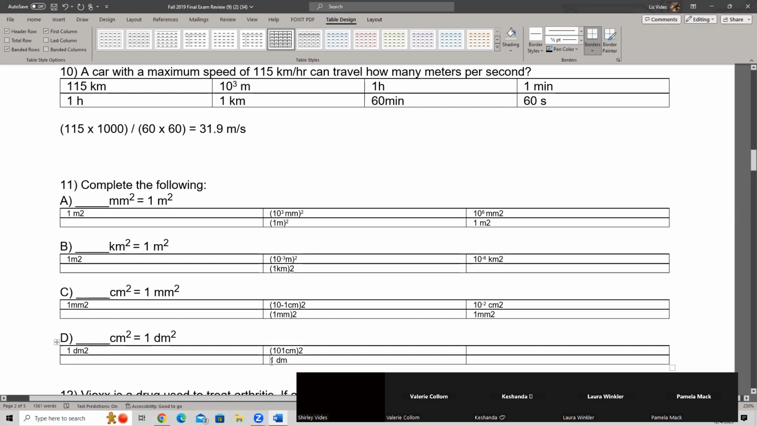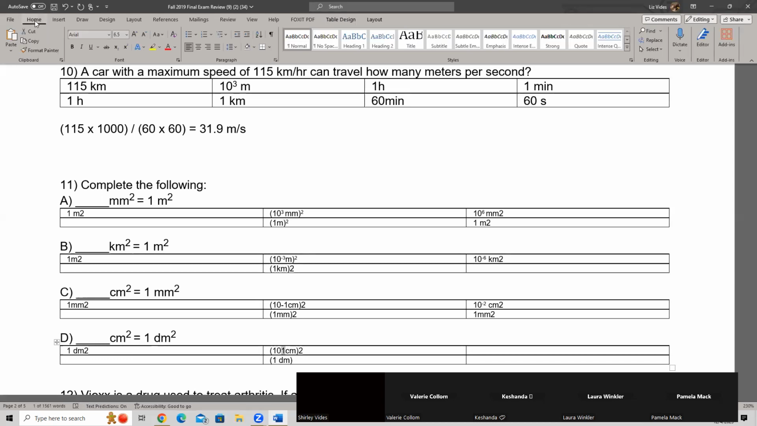And I know it looks like 101, and I know it's a mess right now, but I'll clean it up so it looks pretty. Otherwise it makes it confusing if you don't see these little things up like they're supposed to be. This is why I always insist on having the right numbers. And this is a 2 also. So when we take it out, it's 10 to the second centimeter squared equals 1 decimeter squared. All right, so there's your answer.